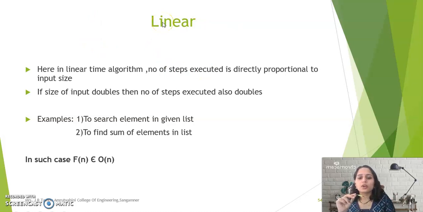So when we are talking about the linear programming construct, what is the relation? Basically the number of steps executed and the input size are directly proportional. It means if my input size is n, then the number of steps executed will be n. If my input size doubles, that is 2n, then the number of steps executed will also be 2n. This is the direct proportionality between the input size and the number of steps executed. So let me explain with the help of an example.